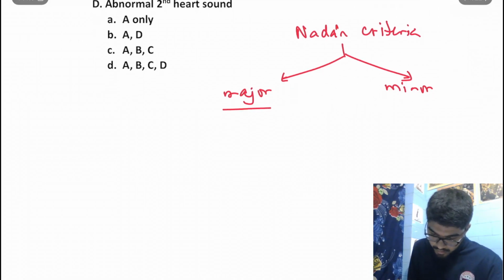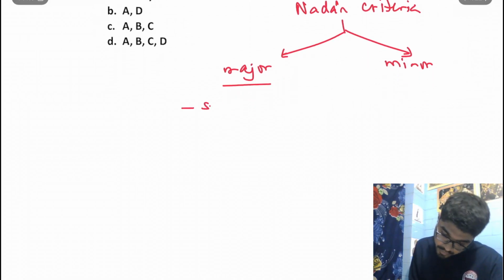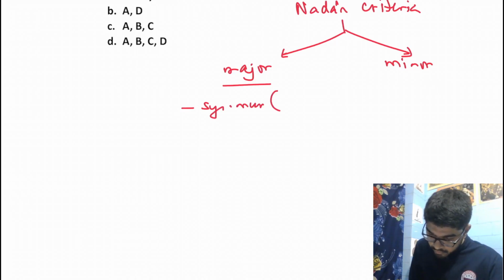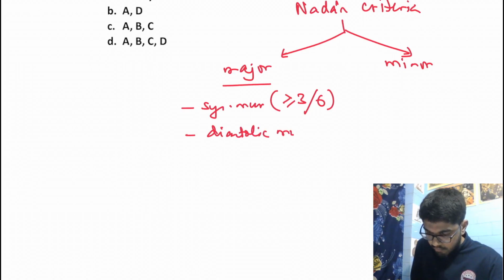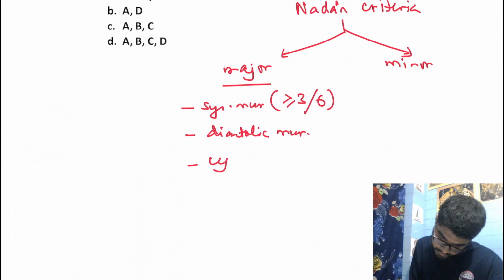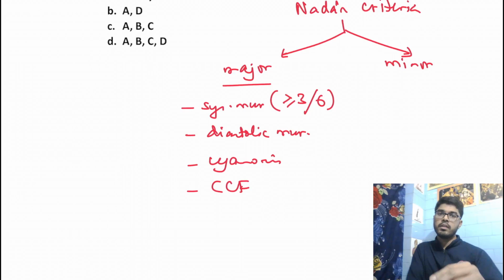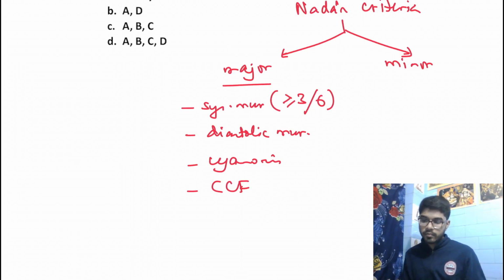Under major components, we have a systolic murmur of grade more than or equal to 3 of 6. We have diastolic murmur of any grade. We have cyanosis. We have associated congestive cardiac failure. These four are among the major criteria of NADA.